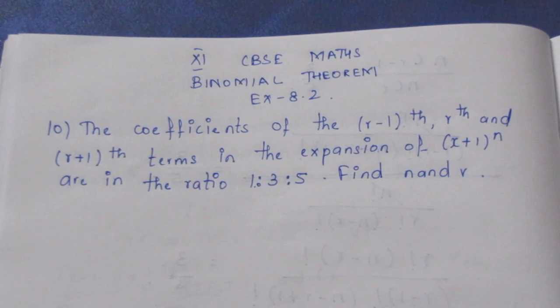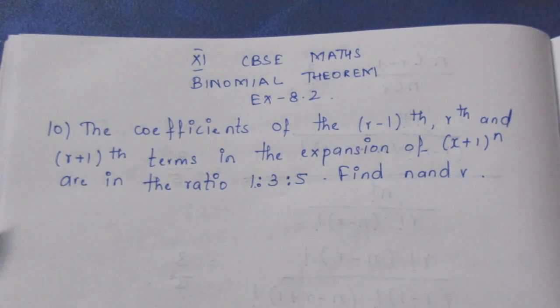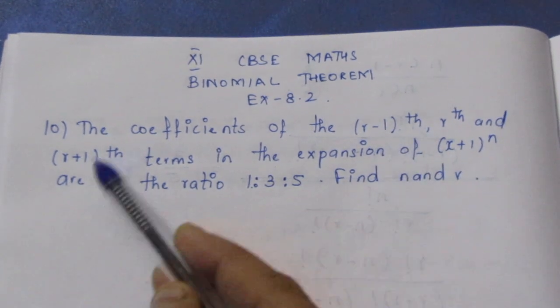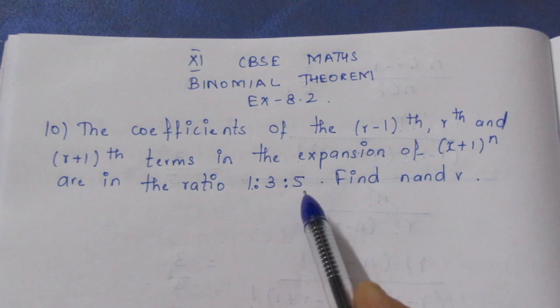Today we are going to see 11 CBSE Maths Binomial Theorem exercise 8.2 question number 10. Let's see the question. The coefficients of the (r-1)th, rth and (r+1)th terms in the expansion of (x+1)^n are in the ratio 1:3:5. Find n and r. Here it's given that these three terms are in the ratio of 1:3:5.